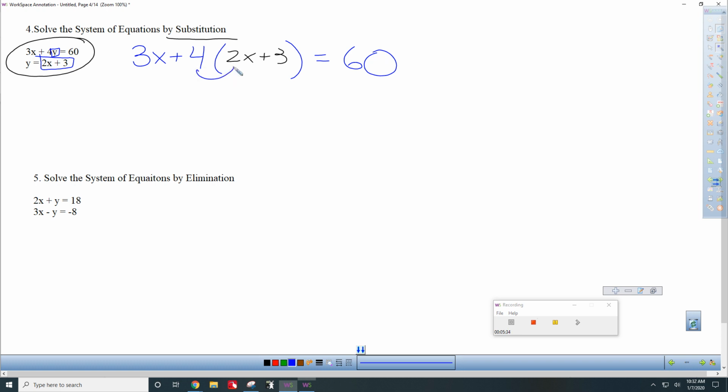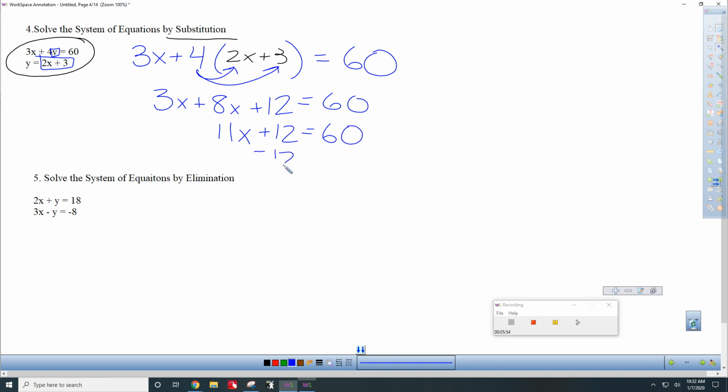So I'm going to distribute this. Three x plus 8x is 11x. Oh, this is going to be nasty. I think on your test, the answers are a lot cleaner than this. So sorry.